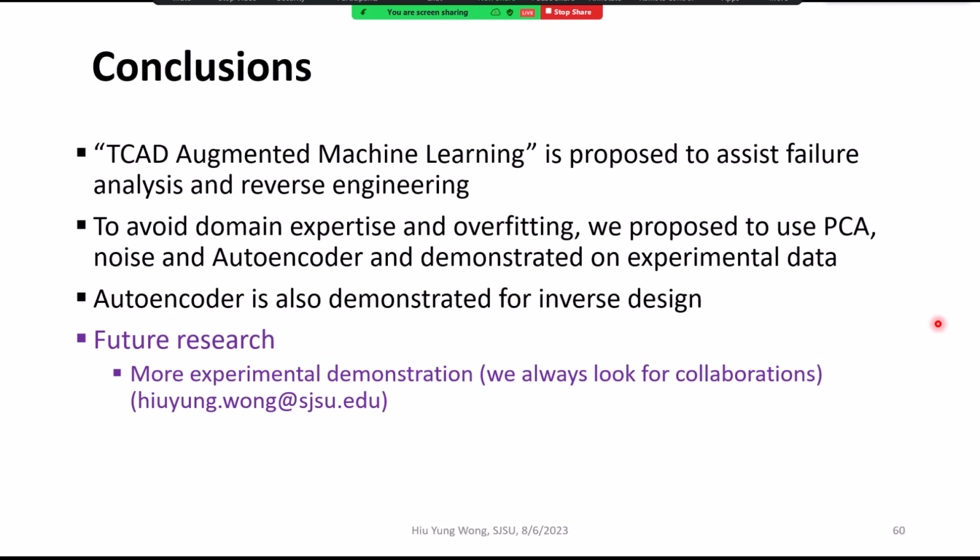So I think I've spent quite a lot of time now. So that is the conclusion. We propose to use simulation to augment machine learning for semiconductors. It can be used to discover defects and also do reverse engineering or inverse design. And in order to avoid needing domain expertise, which is important because we don't want to study a new circuit for 2 years or 1 year or 6 months in order to use the machine, we can use PCA, noise, and autoencoder, where the autoencoder seems to be the best.